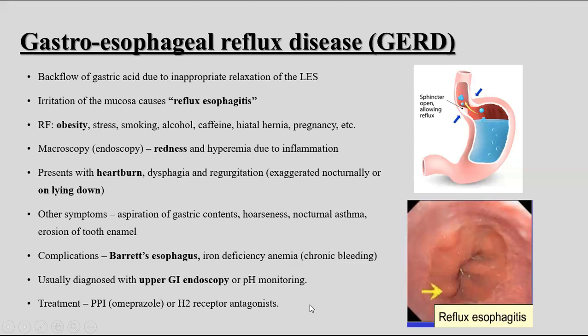Treatment is very basic with PPIs. So you want to give them proton pump inhibitors, which are going to decrease the secretion of the gastric acid in the stomach, like omeprazole, or you can also give them histamine receptor antagonists.